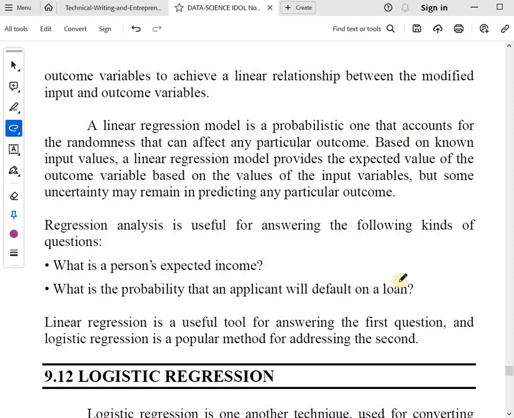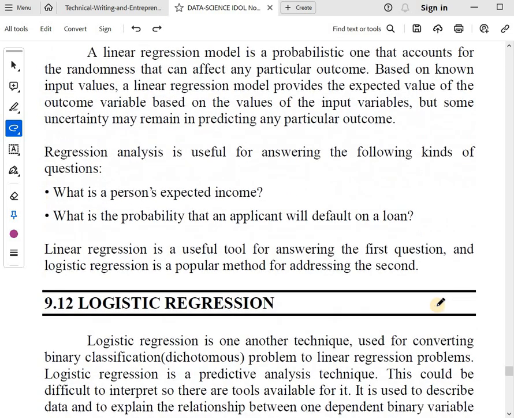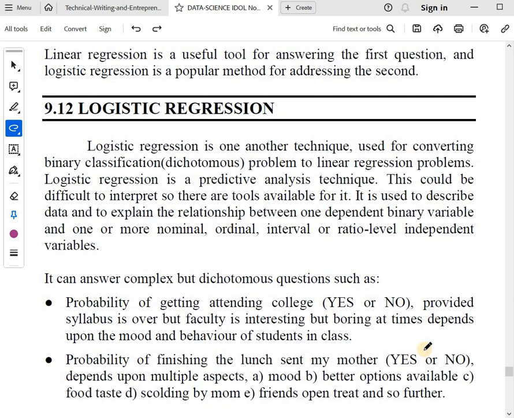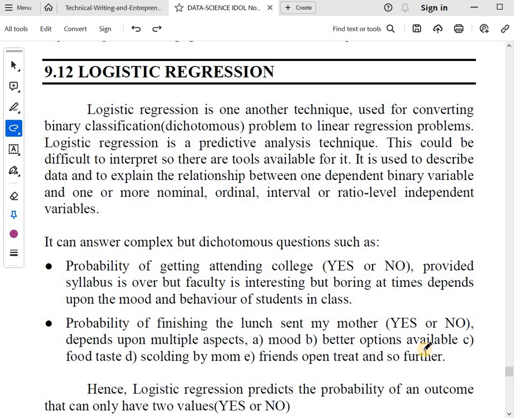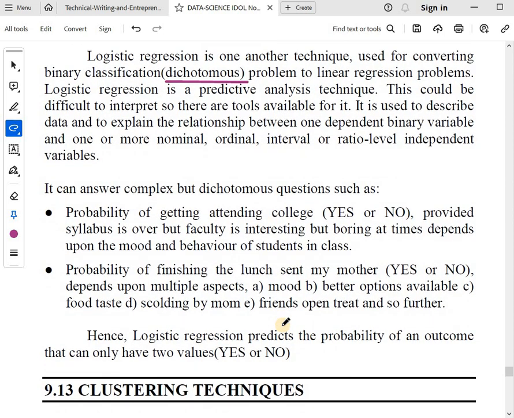Now, going ahead, let us take an example over here. What is the person's expected income? If I want to answer this question, I will go ahead with my linear regression. But if I just want to know whether the applicant will default on loan or no, I will go with logistic regression. So what is logistic regression? I am trying to ask binary questions. Okay, I am trying to ask which questions? Binary questions. इस word में the subword bi, it actually means two. So 2. Okay.